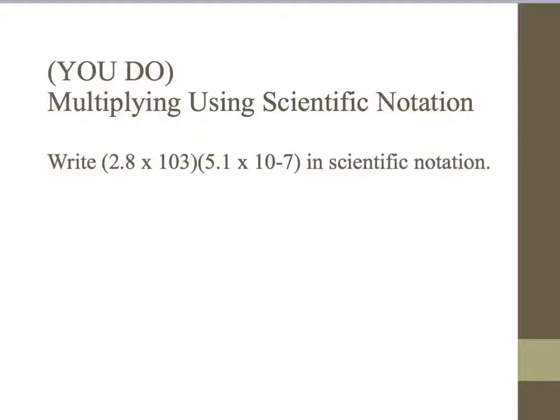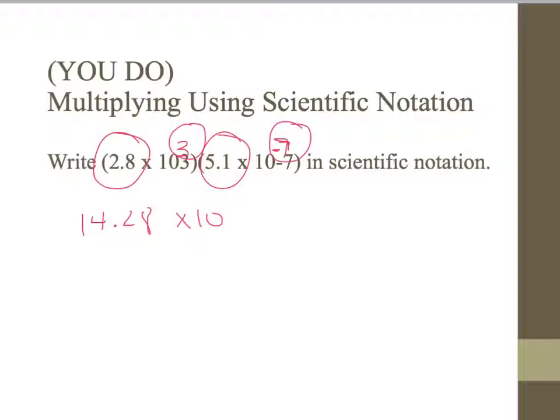Okay, so try this one on your own. If you're not sure, let's just watch it through. Okay, so this should be again 10 to the 3rd and 10 to the negative 7. So what you should have done is multiply the whole numbers first, 2.8 times 5. And you get 14.28. Okay, here I have 10 to the 3rd and 10 to the negative 7. Okay, so 10 to the negative 4th.